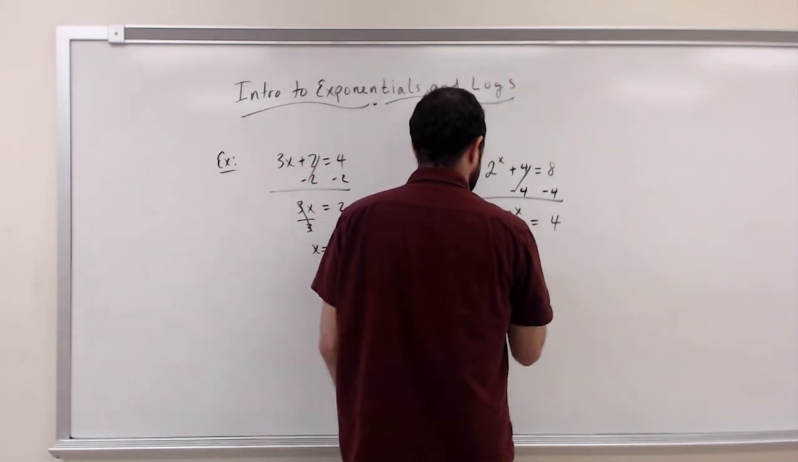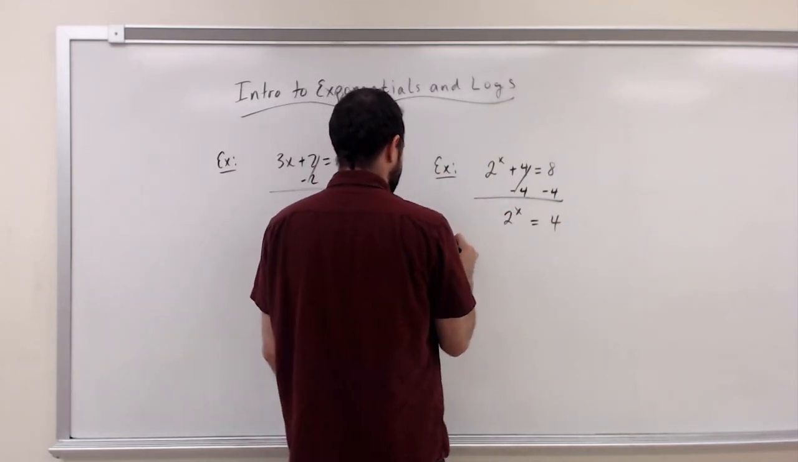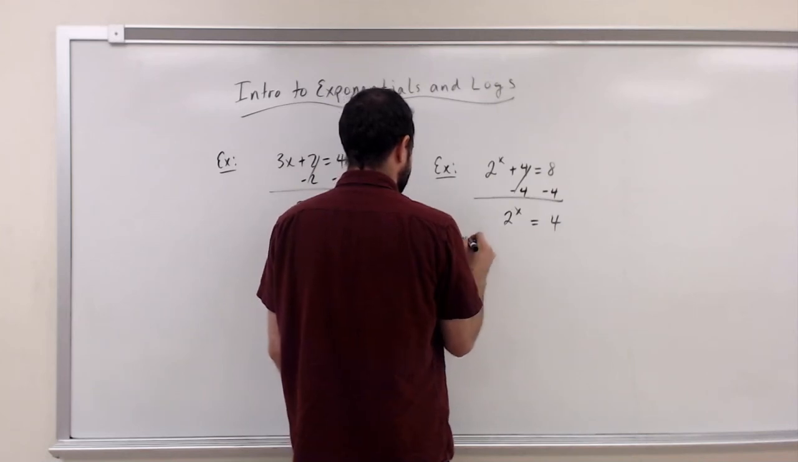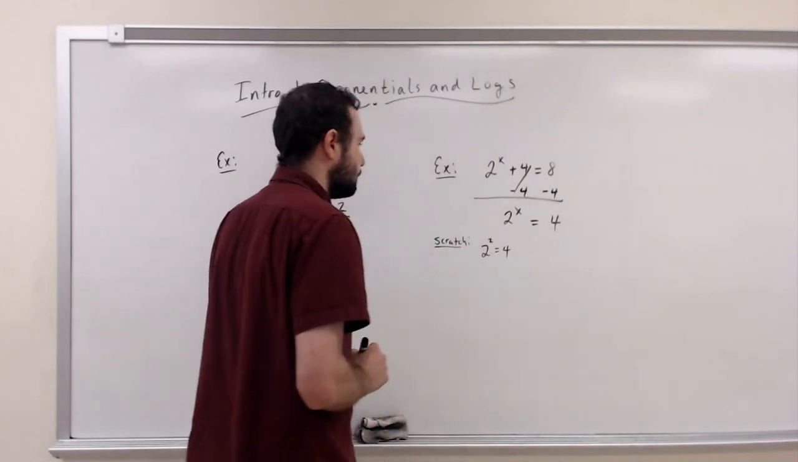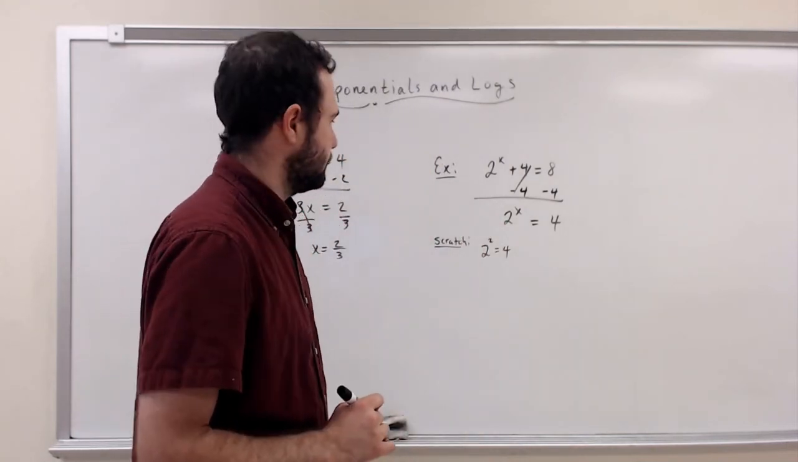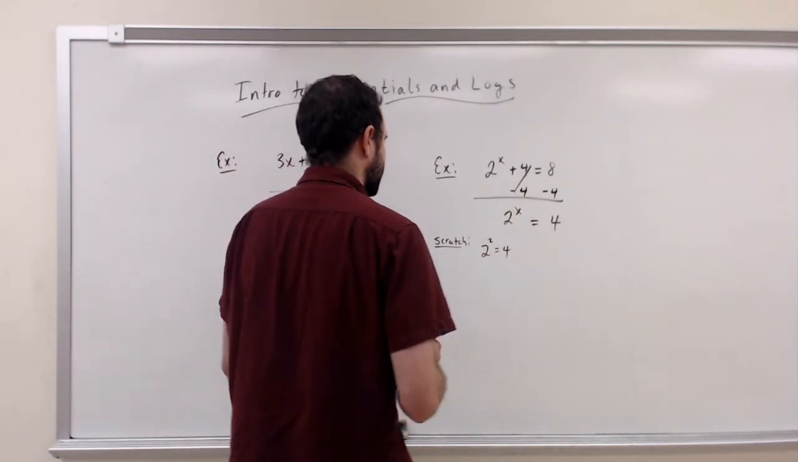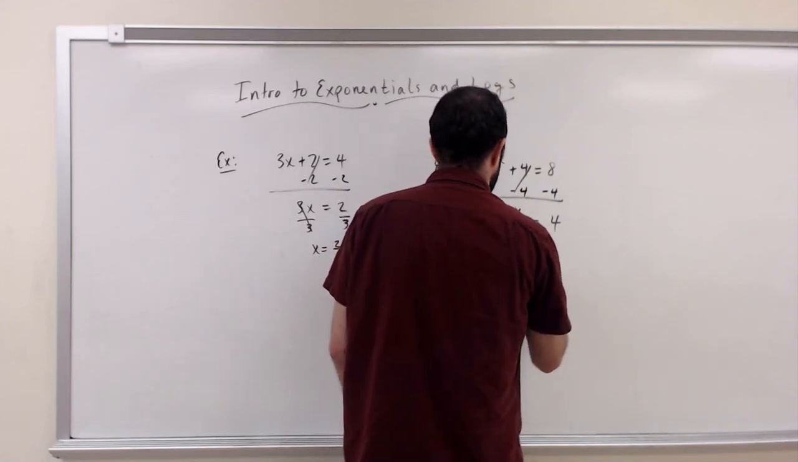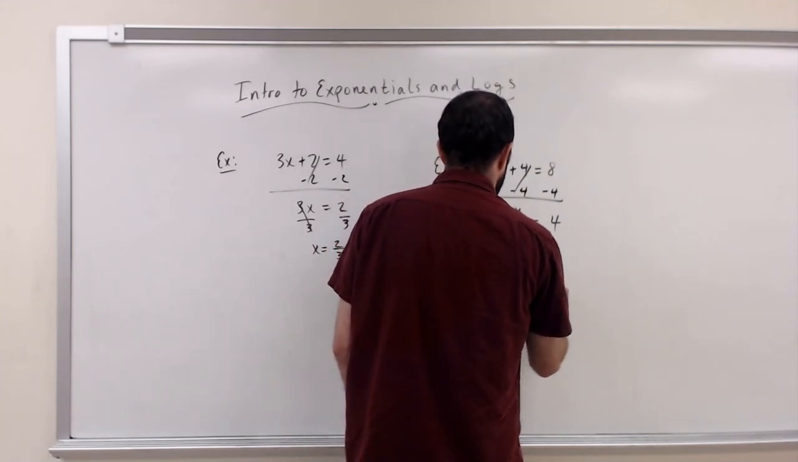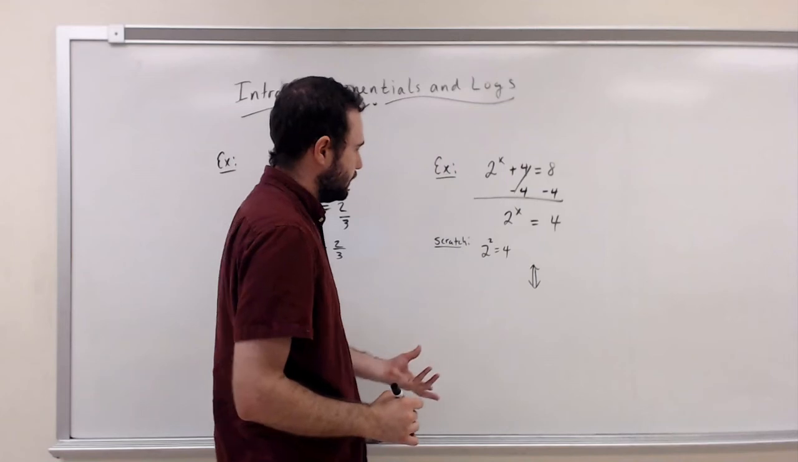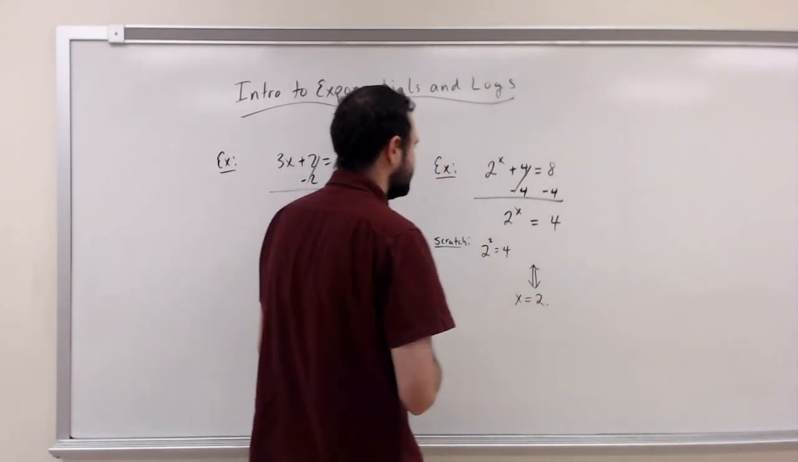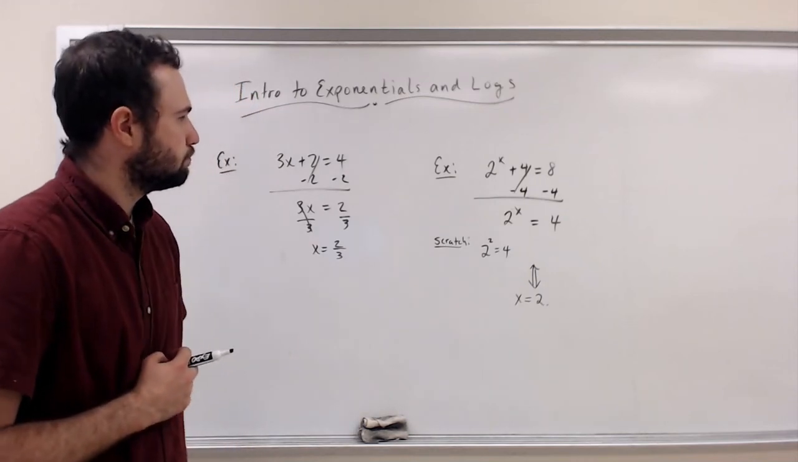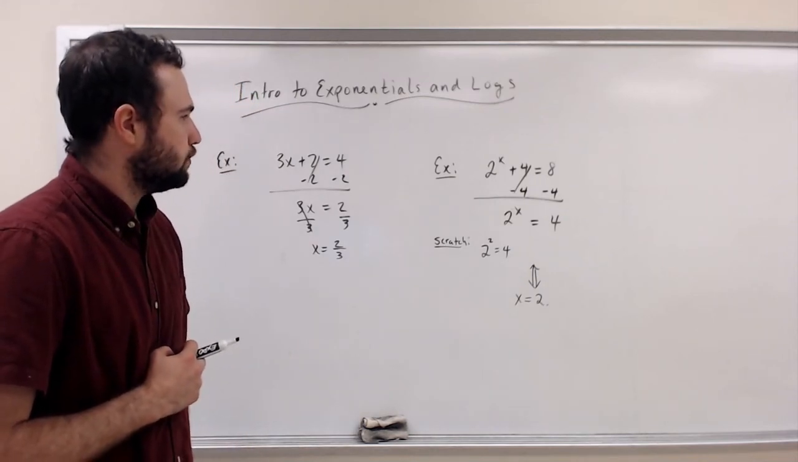Well, if we just do a little scratch work over here, hopefully it's not a ton of scratch work, 2 to the second power is 4. Okay? So we can just say that this tells us that x must be 2. Okay? So hopefully that isn't too bad.